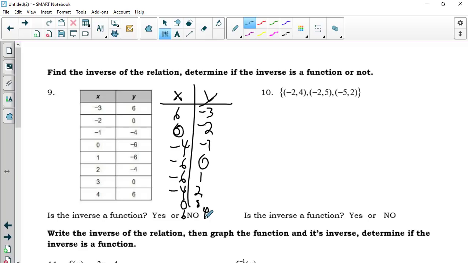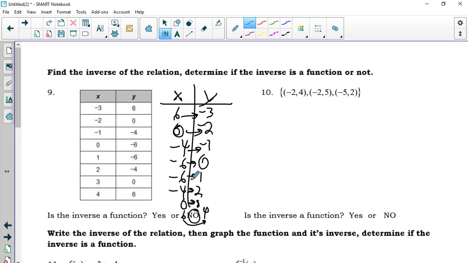Okay? Now, when you look at that, we're trying to see if that's the inverse of the function or not. Well, if you look carefully, there are a lot of things that tell you no. For example, does 6 give you negative 3, or does 6 give you positive 4? Does 0 give you negative 2, or does it give you 3? Does negative 4 give you this or this? Negative 6.